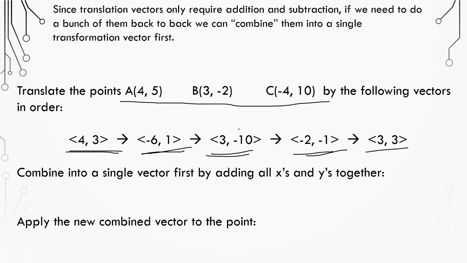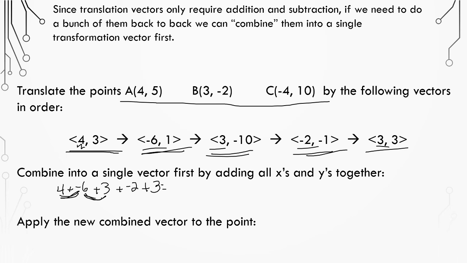Well, rather than doing this 5 different times for each point, I can simply combine these vectors into one, right? So let's do my x's first. So I went 4 right, and then 6 left, and then 3, -2, 3. So 4 plus -6 plus 3 plus -2 plus another 3. I'm simply adding up all my x vectors, not the original points, just the vectors. So let's see here. 4 plus -6 is -2.